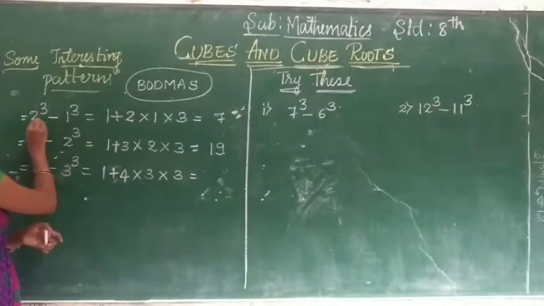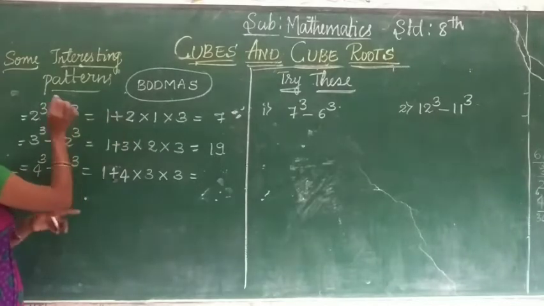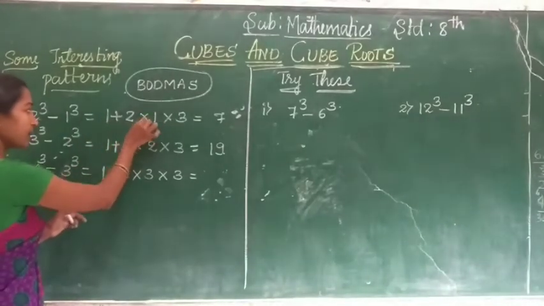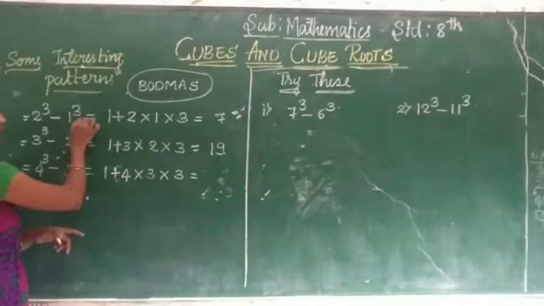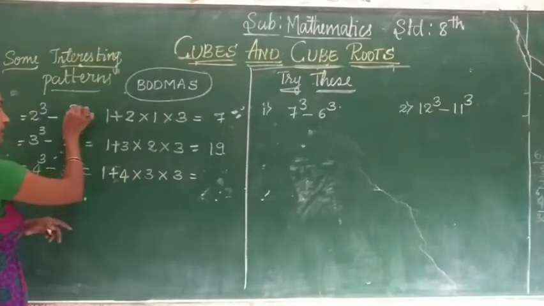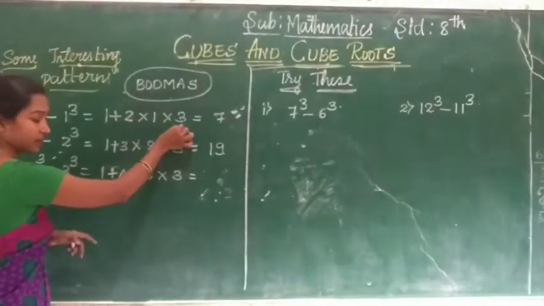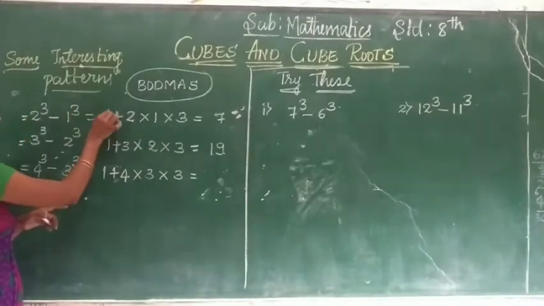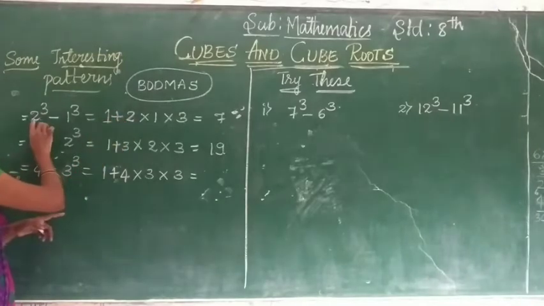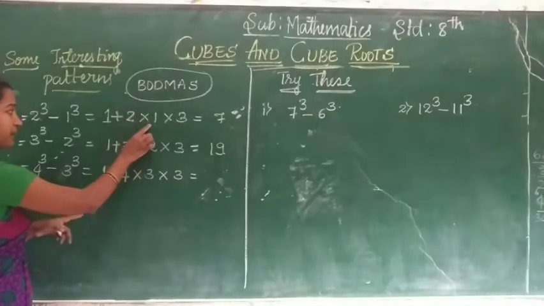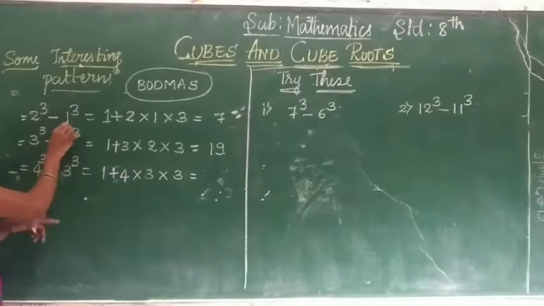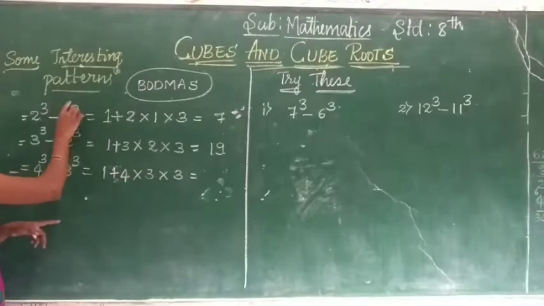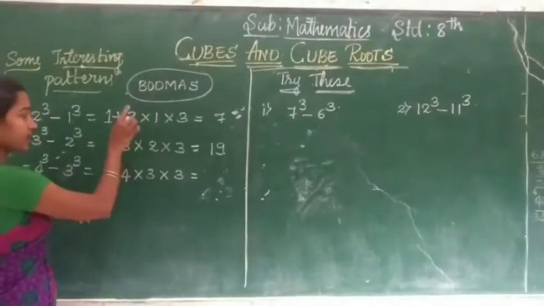Now observe, the 2 is a number that is added with 1. Any number in this place is added with 1. 1 plus 2. That is multiplied with the number in the space. Here 1 is there, so write 1, into 2, and that number is multiplied by 3. Again, any number present in this space is added with 1. Here 2 is there, added with 1, multiplied with the number in this place, which is 1. And multiplied by 3, because this is a cube. Now get the answer for this question.